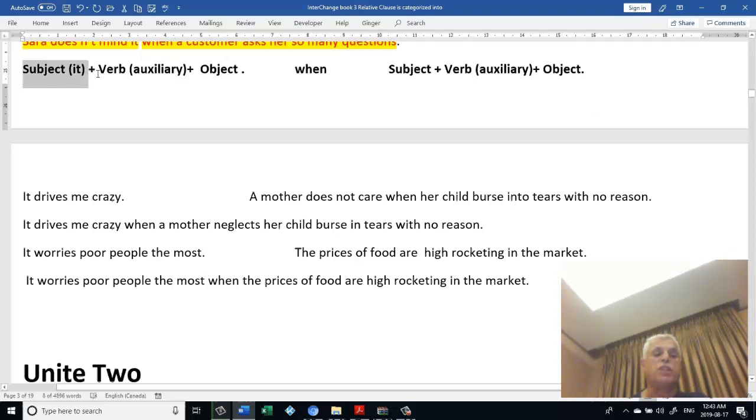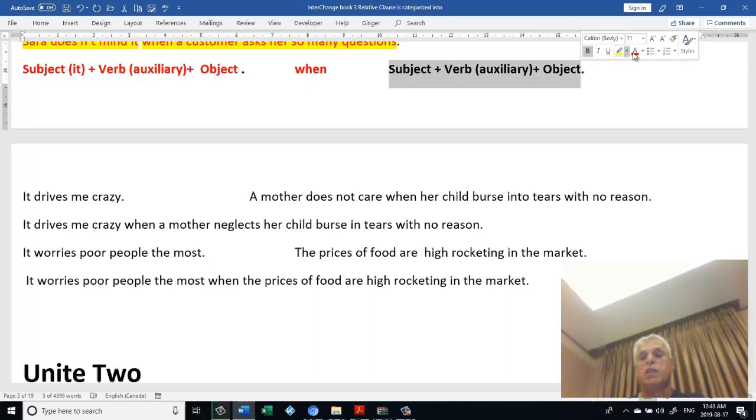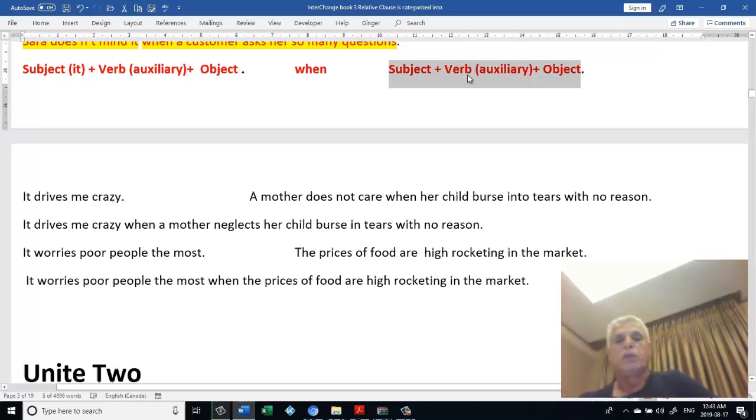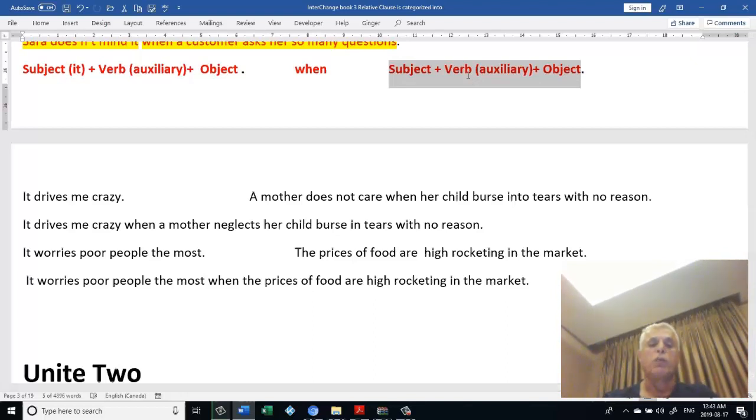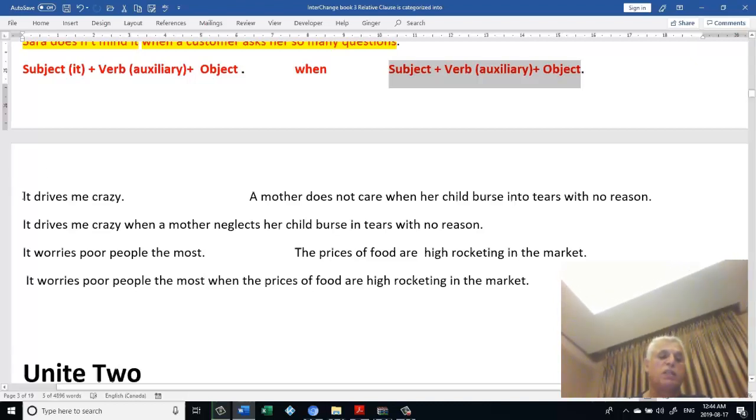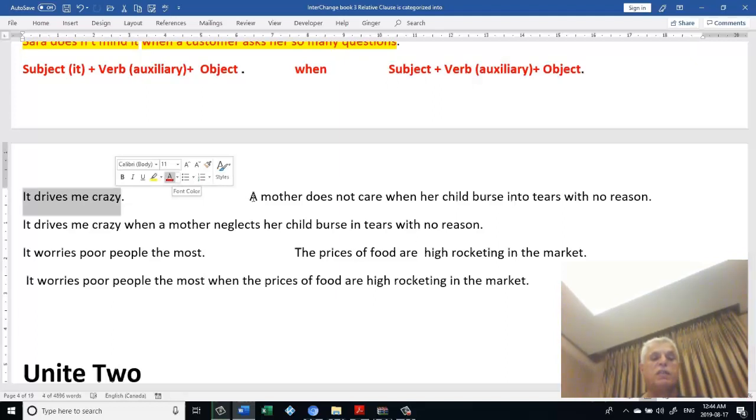Let's continue. Now we have it as a subject in the subject position. Before we had it in the object position. We have subject, then verb, auxiliary, then object. Then we connected with the second sentence by when as adverbial. Then in the second sentence we have subject, verb, auxiliary, object. This is the clause. Because we said a clause has a subject and a verb. Any group of words with a subject and verb, we call clauses. Any group of words with no subject, no verb, we call phrases. Let's look at this sentence. It drives me crazy. That's my first sentence.